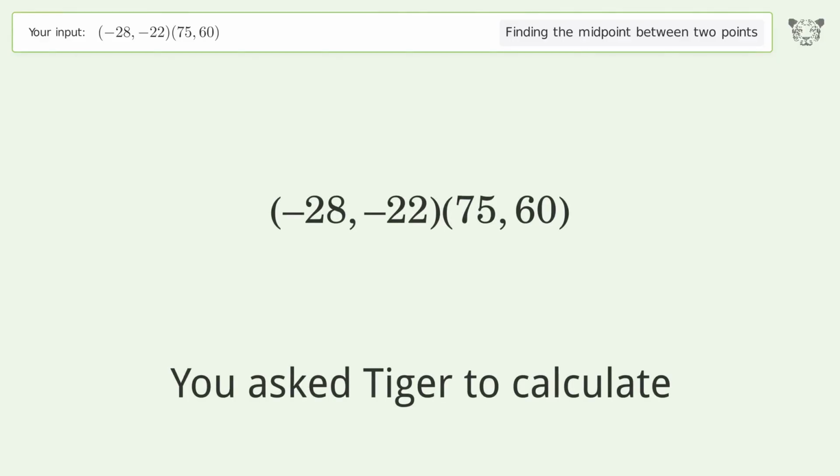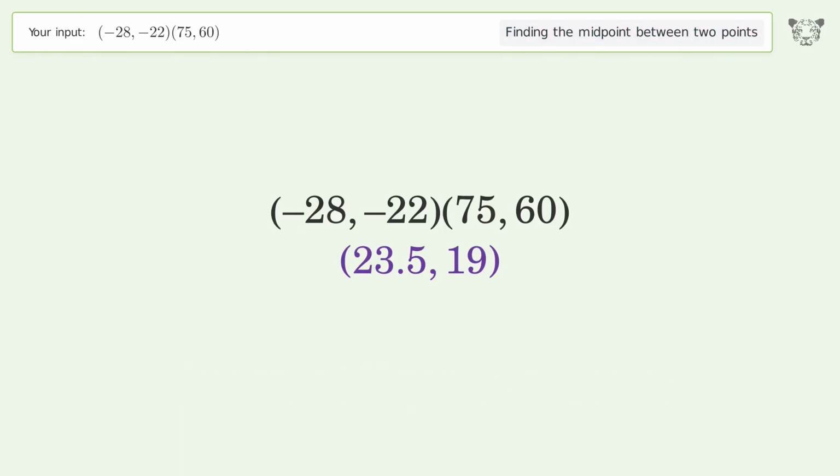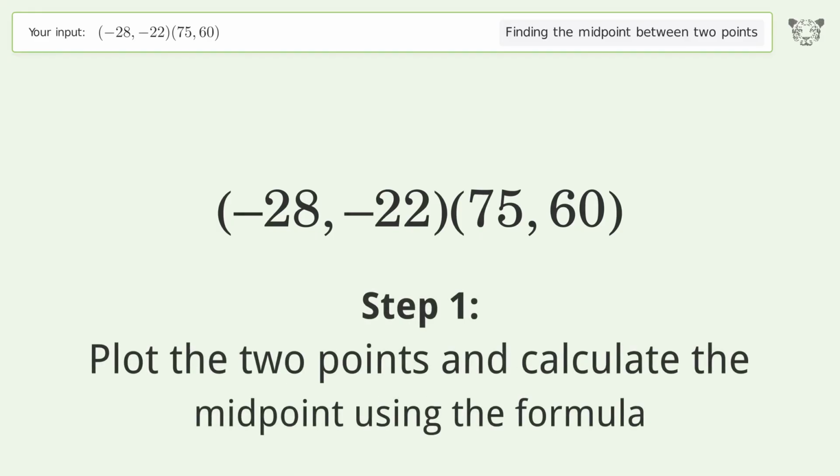You ask Tiger to calculate. This deals with finding the midpoint between 2 points. The midpoint between the 2 points is 23.519. Let's solve it step by step. Plot the 2 points and calculate the midpoint using the formula.